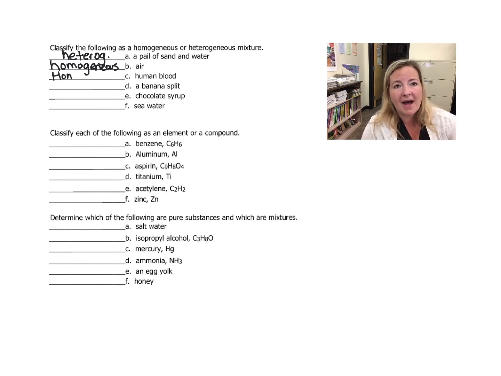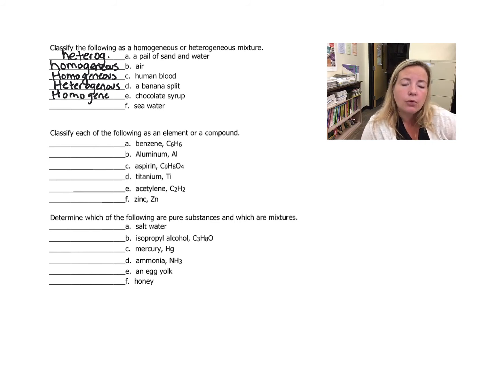That would be a homogeneous mixture. Letter D, a banana split. I can see the bananas, I can see the ice cream, I can see the cherries. That's going to make it heterogeneous. Chocolate syrup has water in it, has sugar in it, has dye in it. We can't see all those different things, so that's going to be a homogeneous mixture.